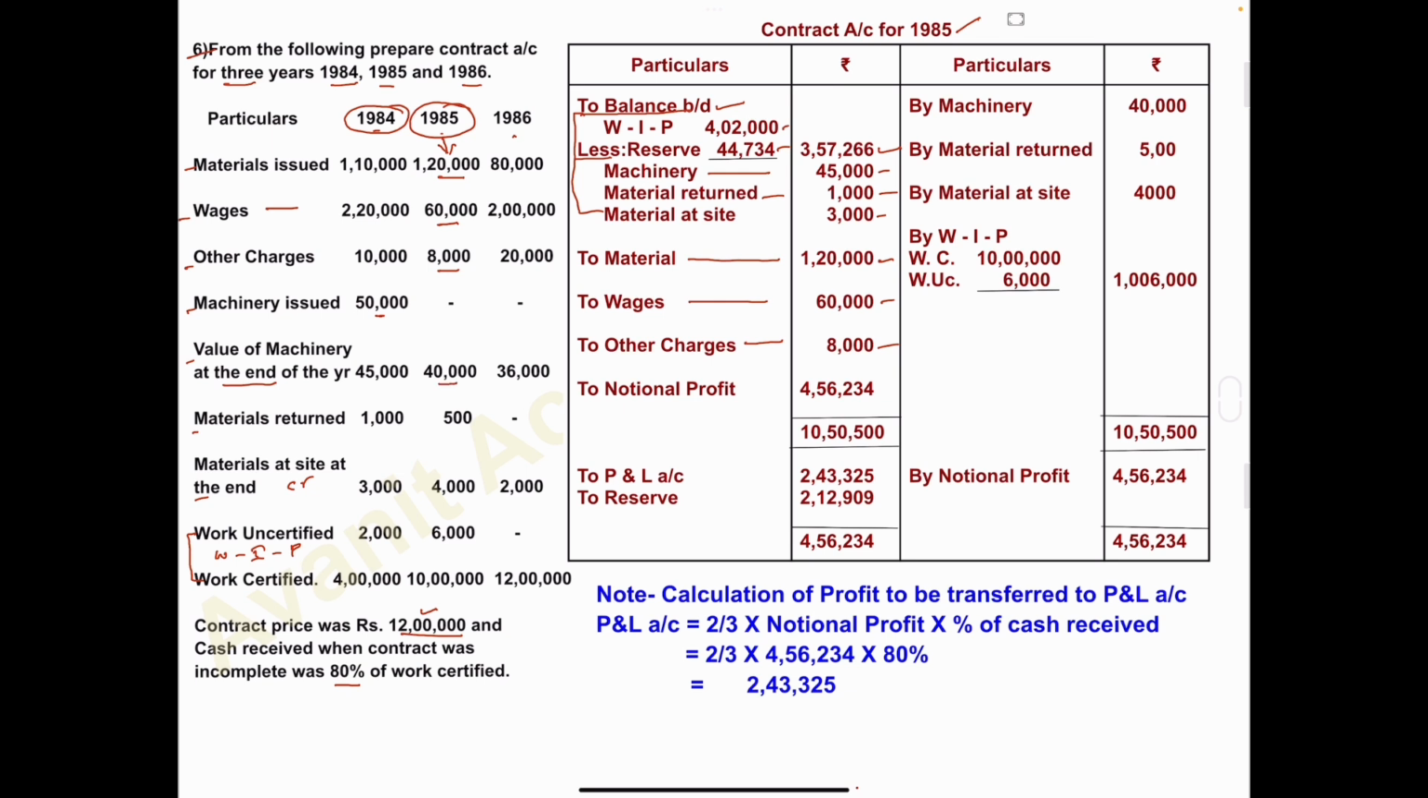We'll take on the credit side of the contract account. By machinery 40,000. Material returned amount is 500. By material returned 500. Material at site at the end, closing value of material 4,000. By material at site amount is 4,000.